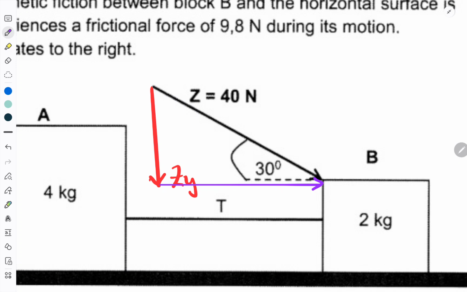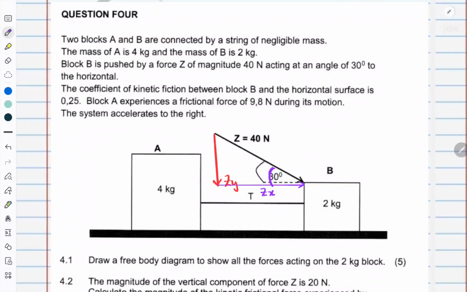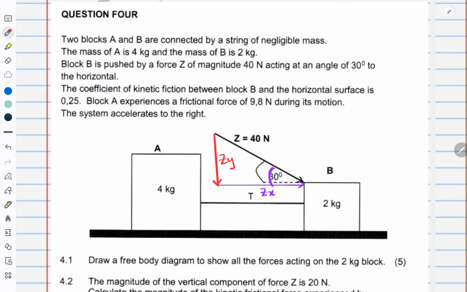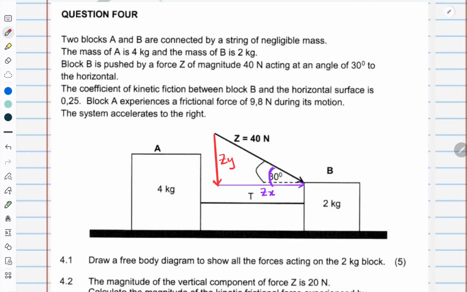Now we have this right angle triangle and we have an angle of 30 degrees here. So this is our ZX. Then from here we can start finding what ZX and ZY are respectively. Say this is ZY. These are the things that we have.